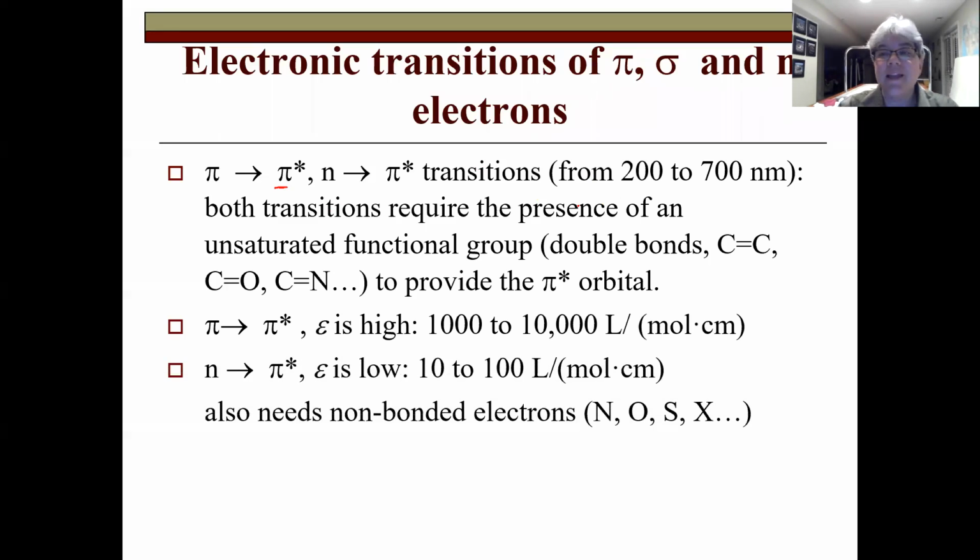Then we also have the N to pi star. Those molecules again have to have a double bond because of the pi star. But notice the N means lone pairs. So these are all molecules that have something with a lone pair of electrons, things like nitrogen, oxygen, sulfur, chlorine, those kinds of atoms. And again, these molar absorptivities are much smaller, so these are going to be weaker transitions.